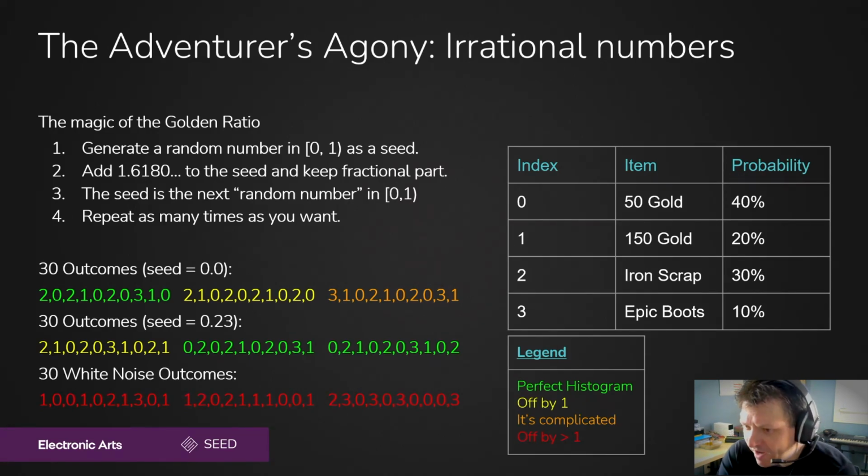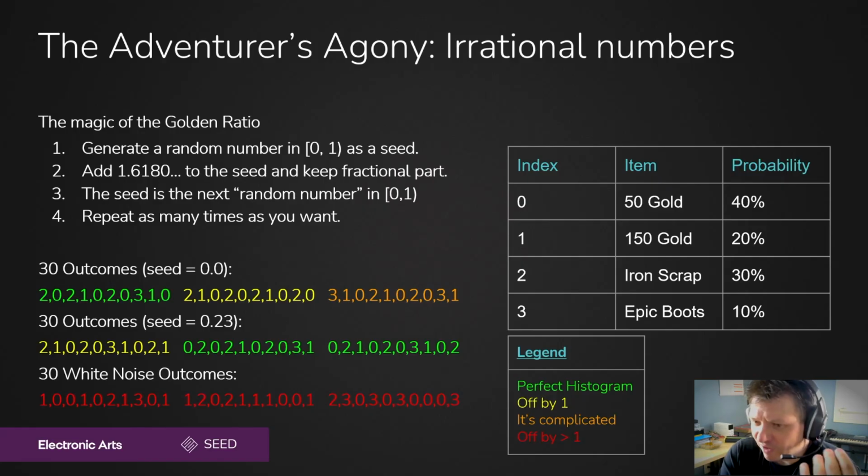If it's wrong by one item, it's colored yellow. And if it's wrong by more than that, it's colored red. And there's an orange one that I'll talk about in a second. So just looking at the red, green, and yellow, you can see that the golden ratio sequence is pretty good at generating strings of numbers that match the histogram, but it's imperfect.